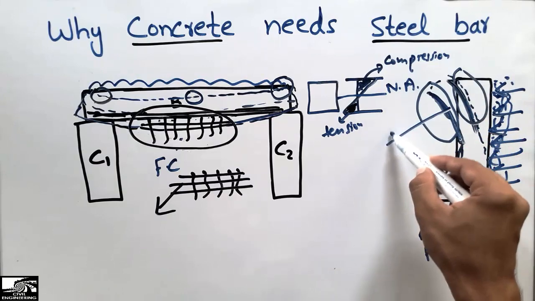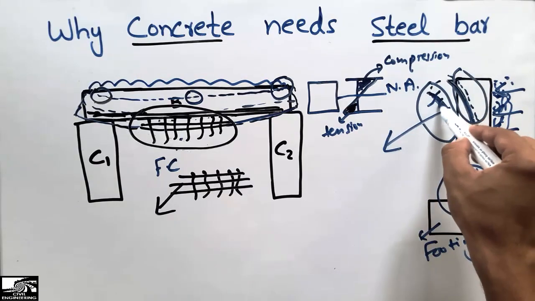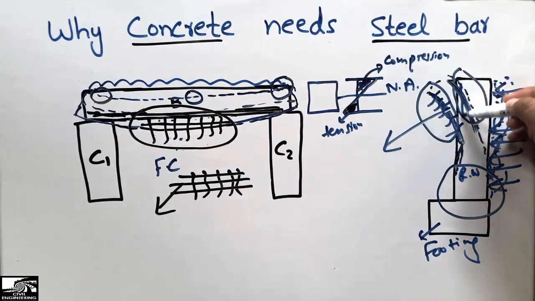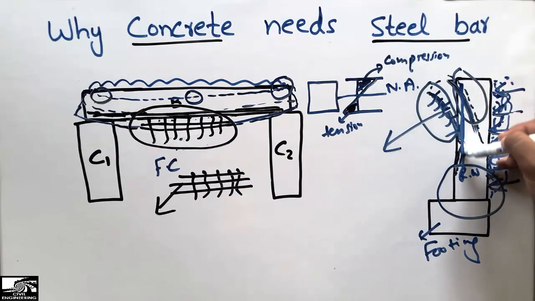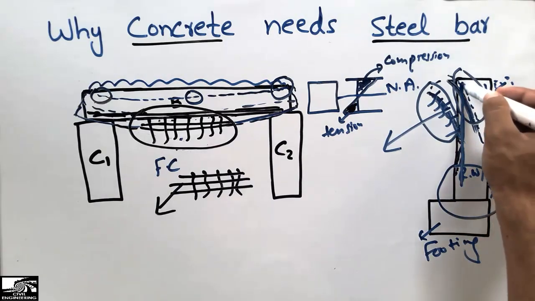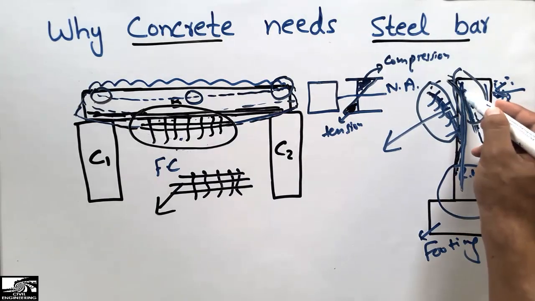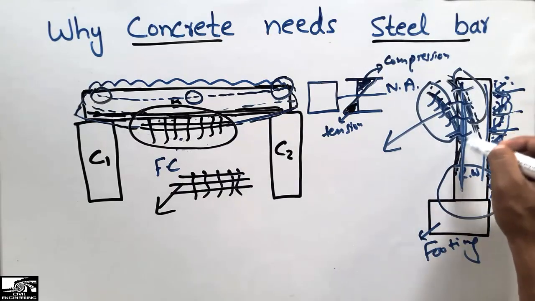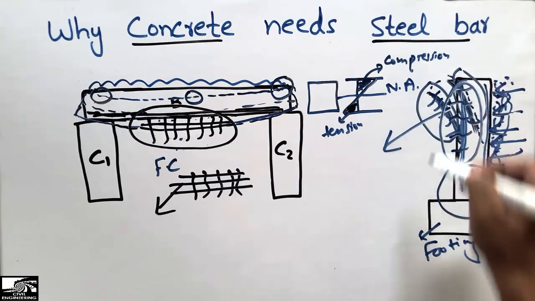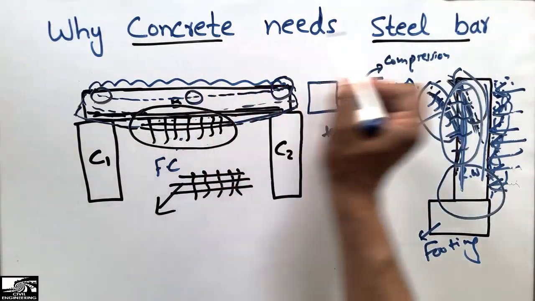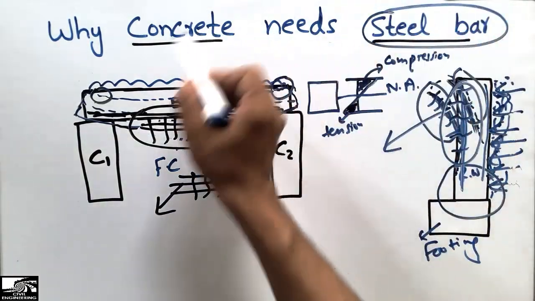Again, if there is no steel bar, cracks will be produced in this way. So we place the steel bar in the retaining wall. When the load comes on the retaining wall, these steel bars will be able to resist the cracks and the tension, and cracks will not be produced in this portion of the retaining wall. This was the main reason why we provide reinforcement bars in concrete.